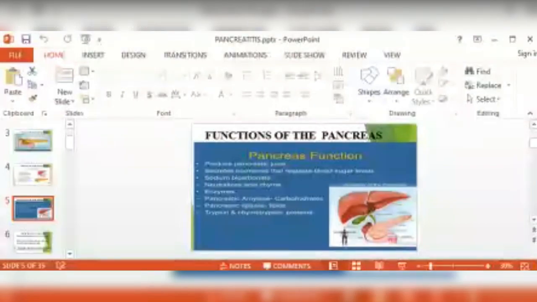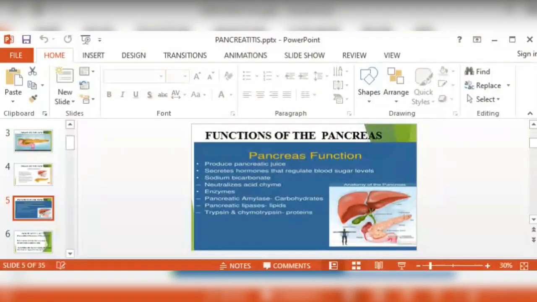It also produces enzymes like the pancreatic amylase, which further digests carbohydrates in the small intestine. It also produces pancreatic lipase, which digests lipids in the small intestine. And it also produces trypsin and chymotrypsin, which help to digest proteins in the small intestine. So these are some functions of the pancreas.